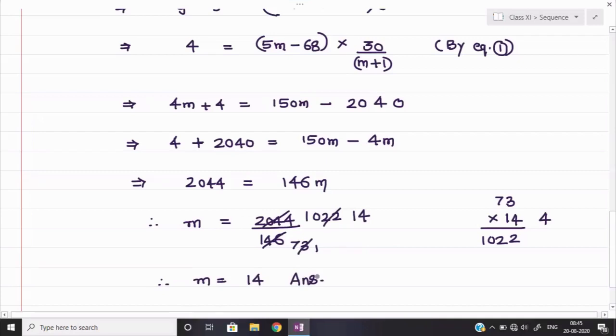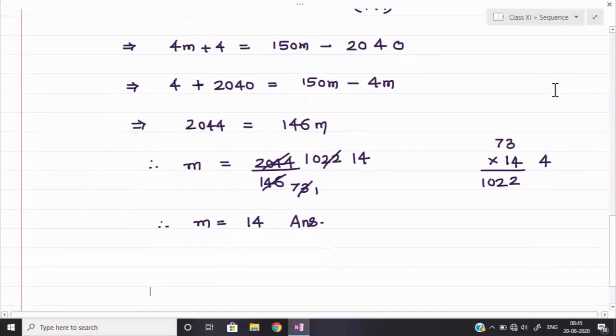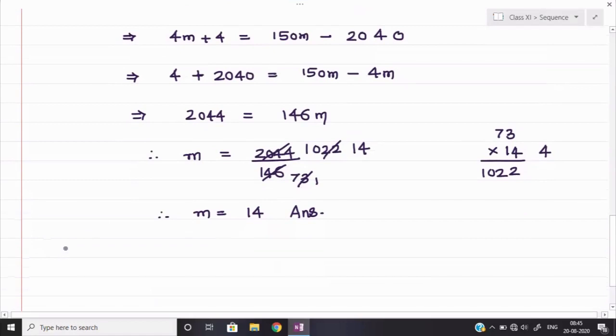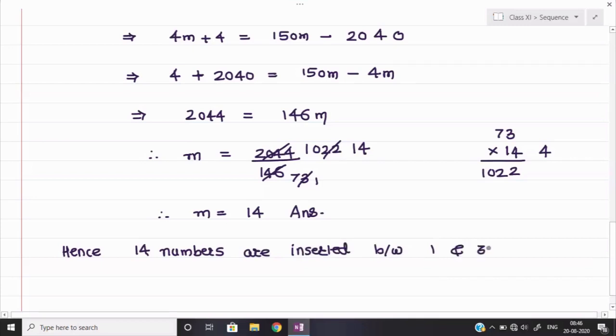Let us see the next question. Here at last we should write down, hence 14 numbers are inserted between 1 and 31. Okay, so let us see quickly the next question.